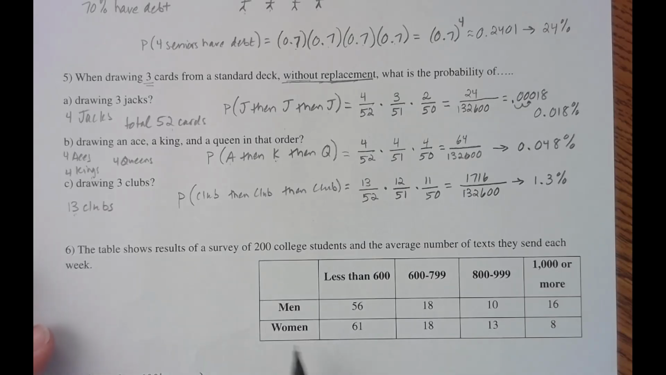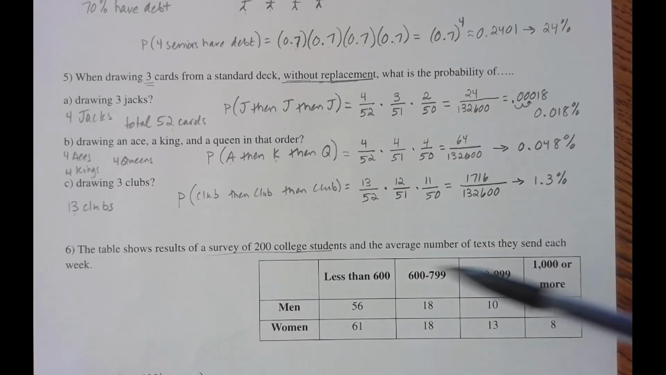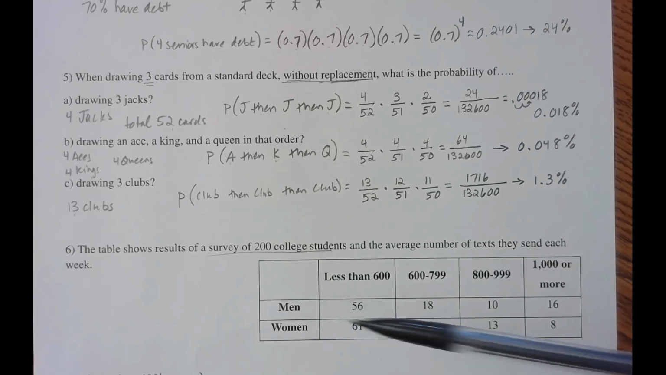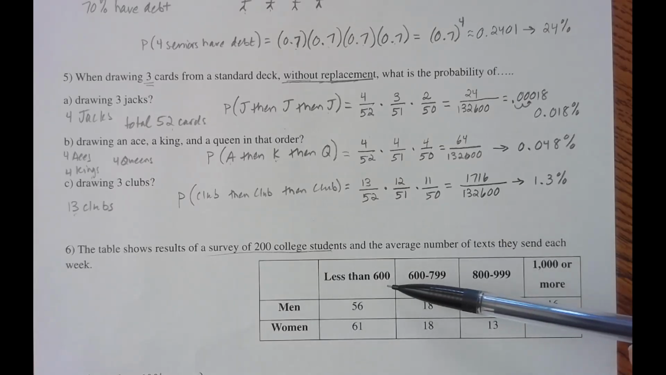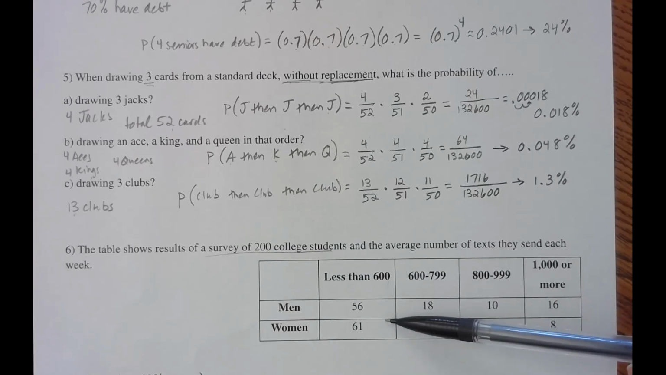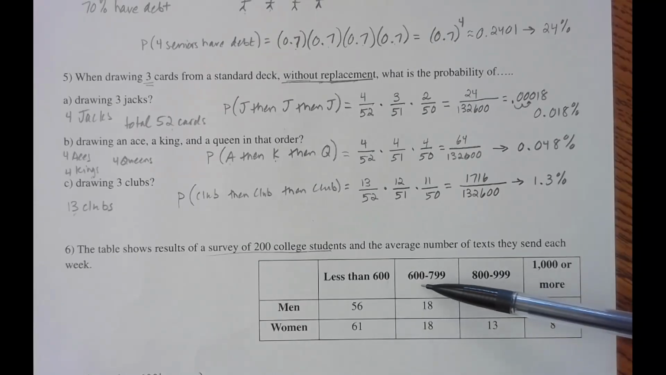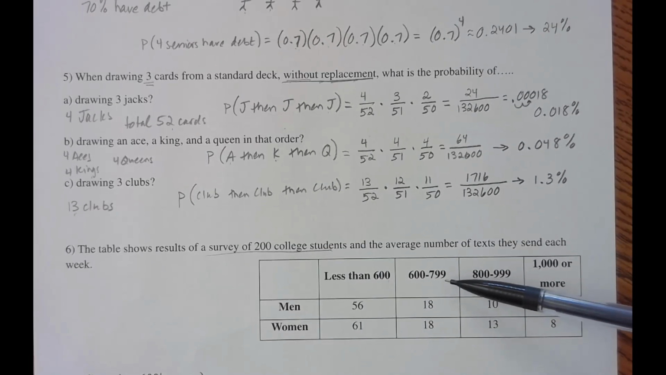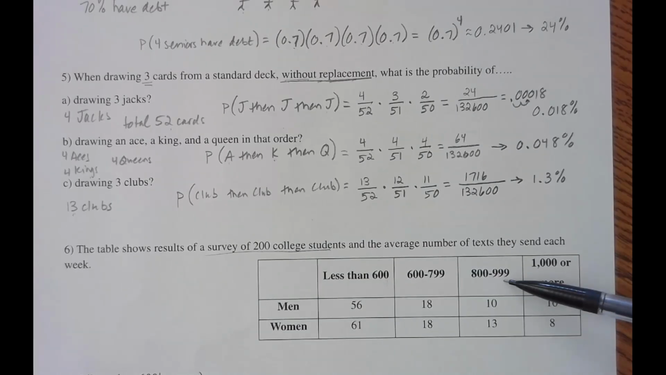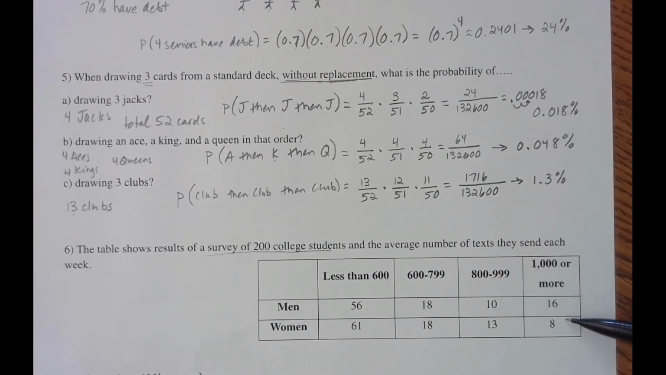I have a table here showing the results of a survey of 200 college students, and they were surveyed on the average number of texts that they send each week. So it's split out by men and women, and here are the people who send less than 600. Here are the 600 to 799, 800 to 999, and 1,000 or more texts per week.